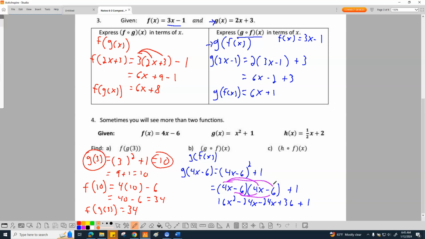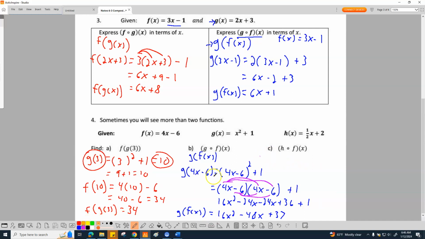So when you're all said and done with getting those all together, you have to simplify it. So now let's check this out. 16x squared is by itself. It needs to stay. Negative 24x minus 24x is going to be minus 48x. And then 36 plus 1 is 37. And this would be the full answer for your problem, g of f of x. That's your full answer right there. Got it?